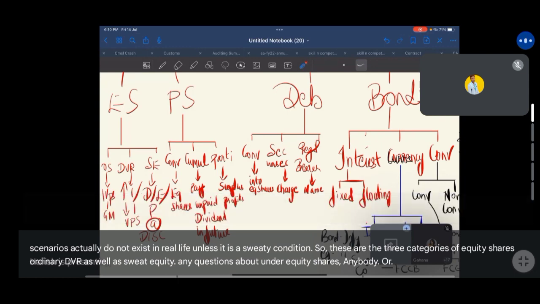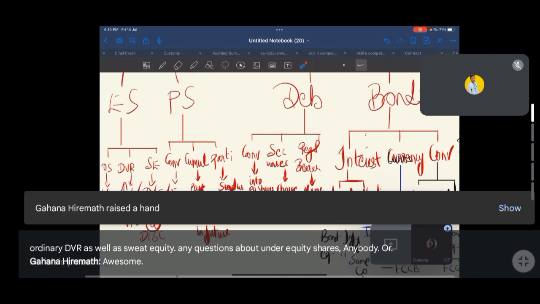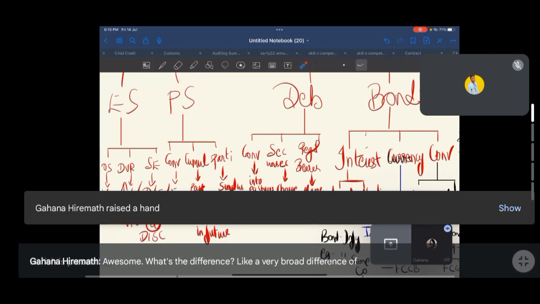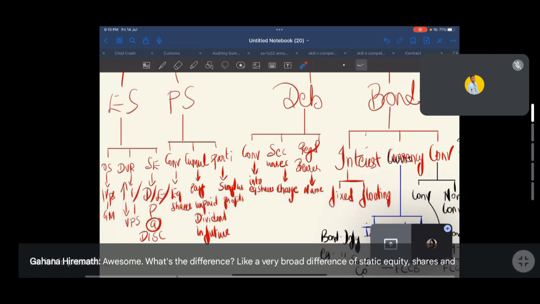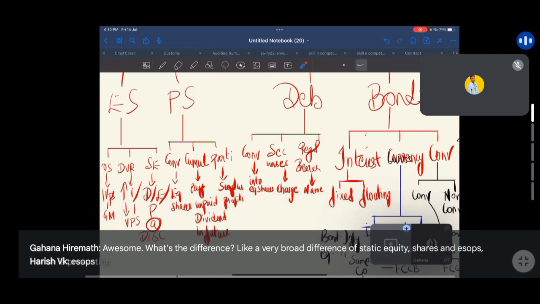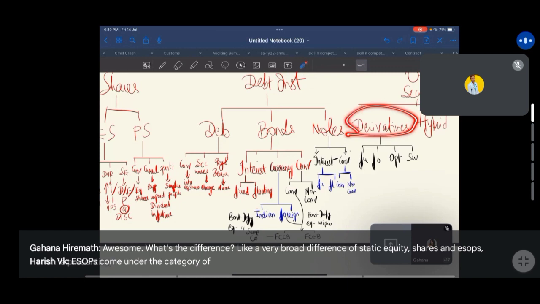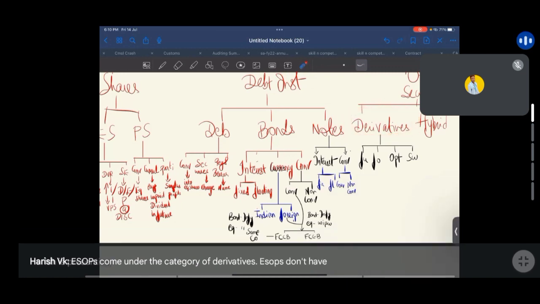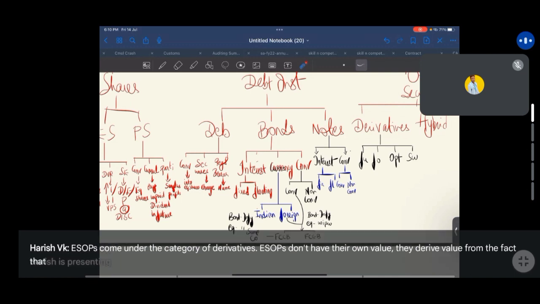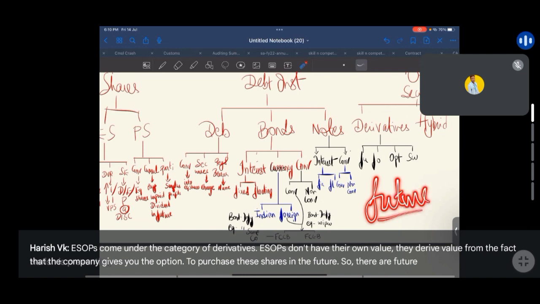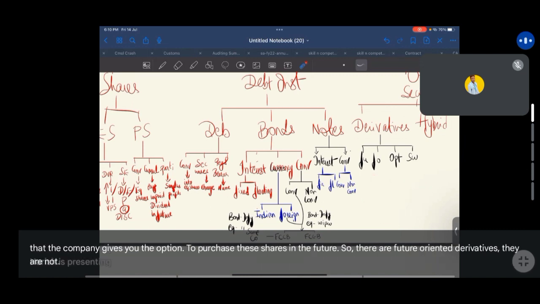All right. So what's the difference, a very broad difference, between sweat equity shares and ESOPs? ESOPs come under the category of derivatives. ESOPs don't have their own value. They derive value from the fact that the company gives you the option to purchase these shares in the future. So they are future-oriented derivatives. They are not technically considered to be a share at all.